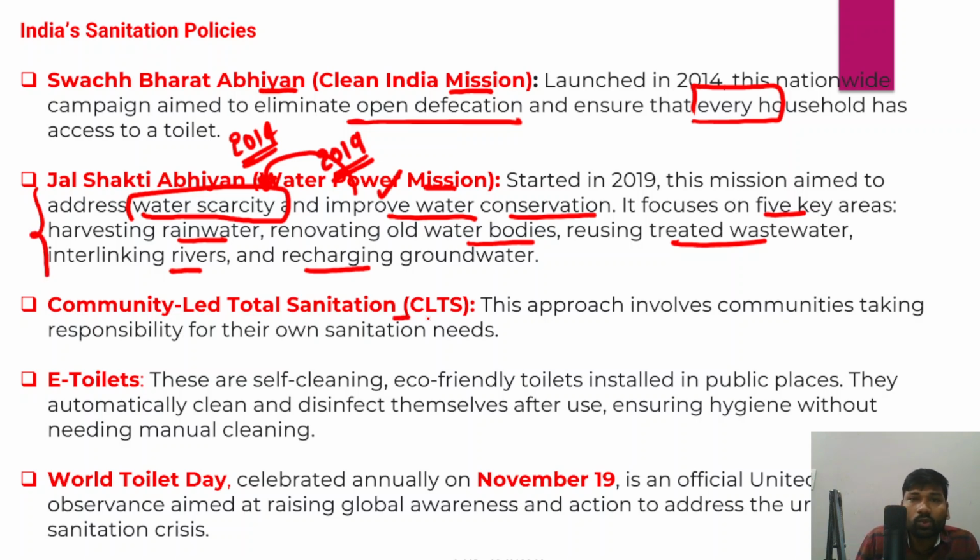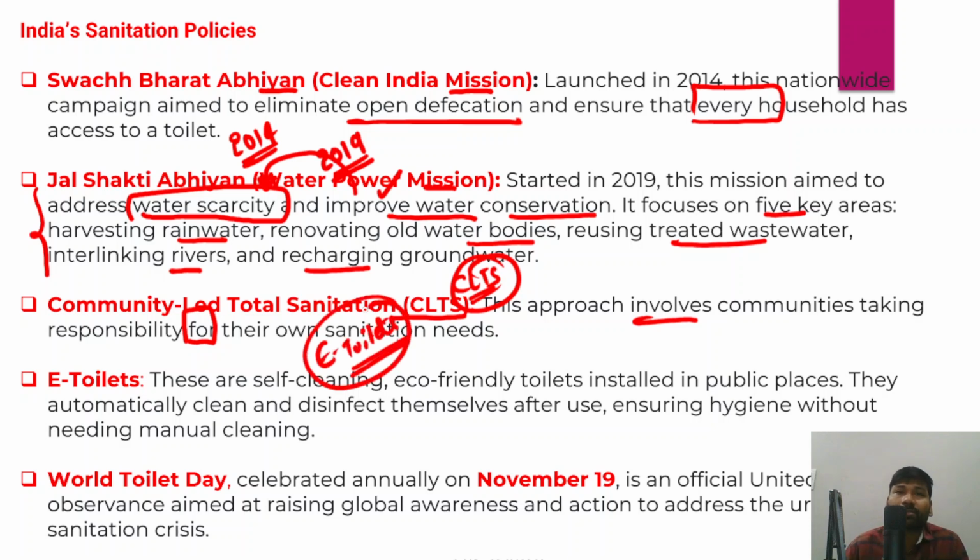Then there is community-led total sanitation, and this approach involves communities taking responsibility for their own sanitation needs as well. And apart from that, we need to talk about e-toilets, which is another program launched by the government. E-toilets are self-cleaning, eco-friendly toilets which are being installed in public places, and they automatically clean and disinfect themselves after usage, and therefore would ensure hygiene without needing any sort of manual cleaning.